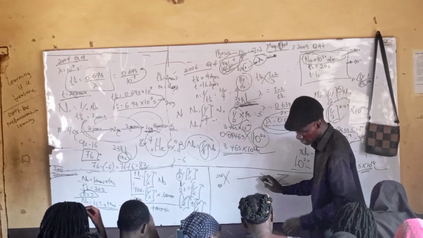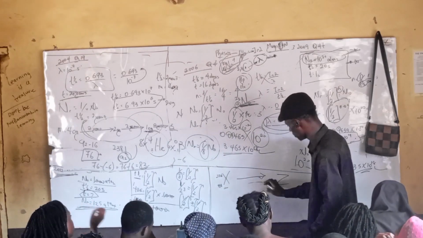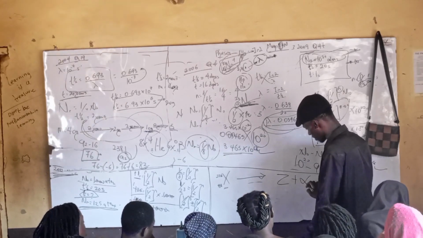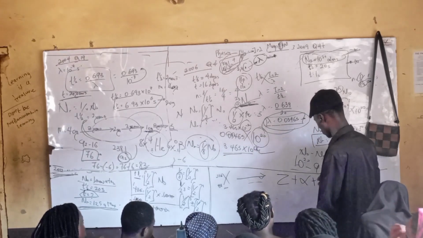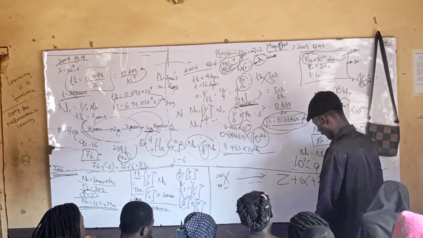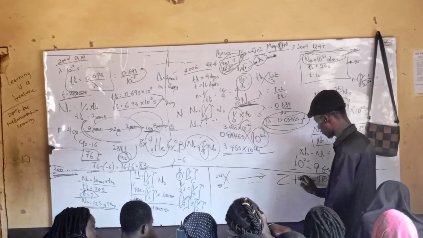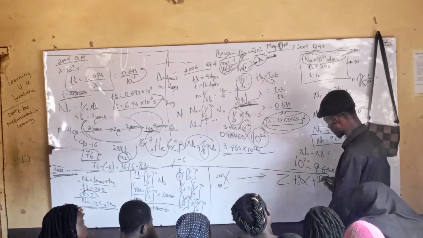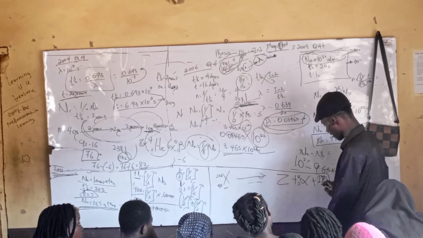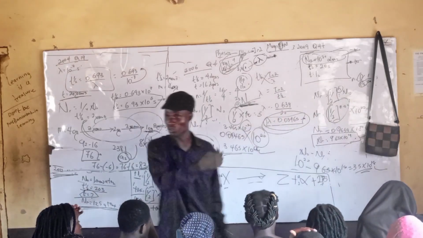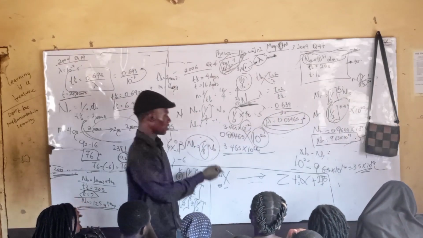One O emits Z plus alpha particle and two beta particles. What's an alpha particle? What's the mass number and atomic number of alpha? 4 and 2. Yes or no? For beta, what are we going to have? 0 and minus 1. Yes or no? Remember I told you that left equals right. Yes or no?